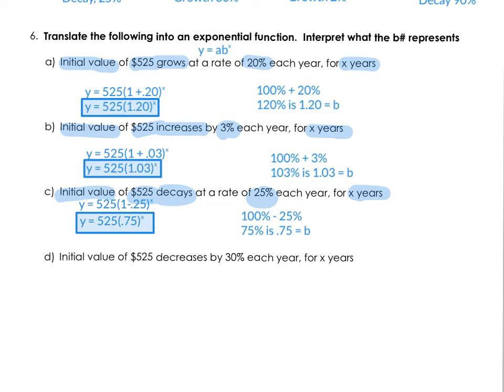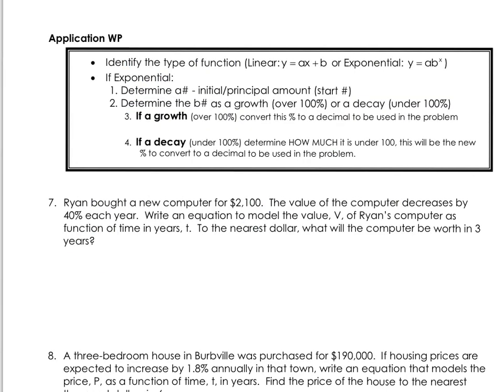Okay, one more. The initial value is 525, decreases by 30% each year for X years. I'm actually going to leave this one and ask you to try this one on your own. But I highlighted all your key information to give you a start on that.